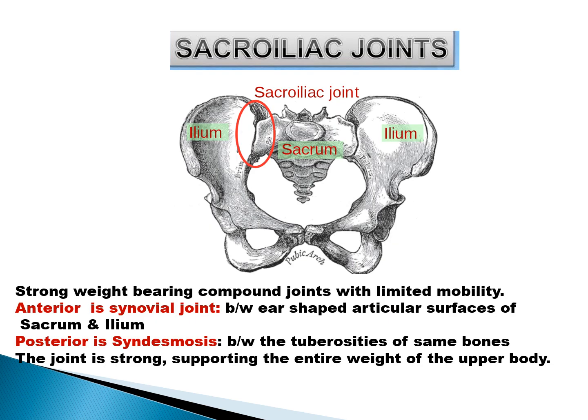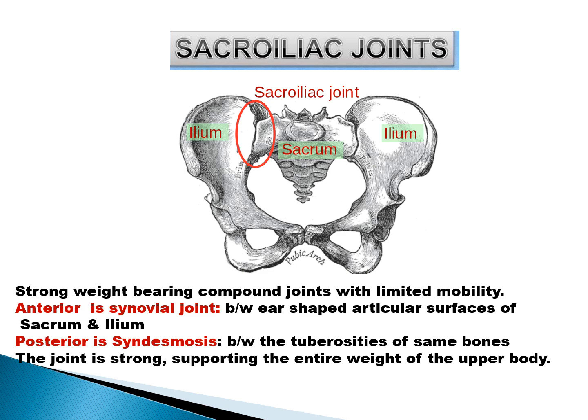Sacroiliac joints. These are bilateral sacroiliac joints, where the sacrum articulates with the iliac bone. It's a strong weight-bearing compound joint with limited mobility. Anteriorly, it is a synovial joint between the ear-shaped articular facets of the sacrum and ilium. Posteriorly, it is a syndesmosis between the tuberosities of the same bones.